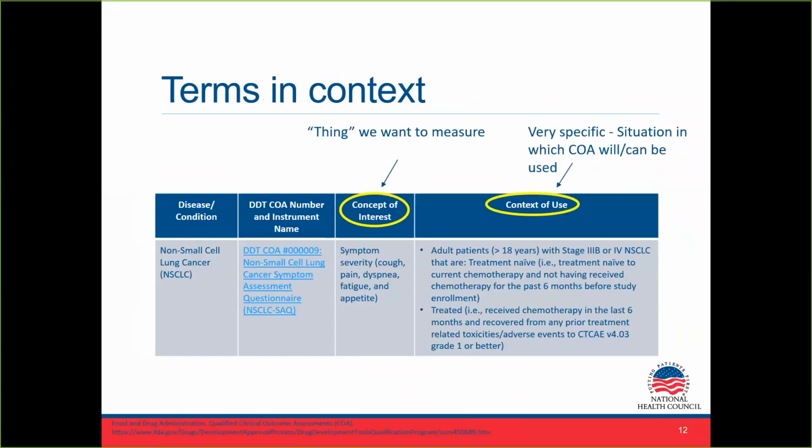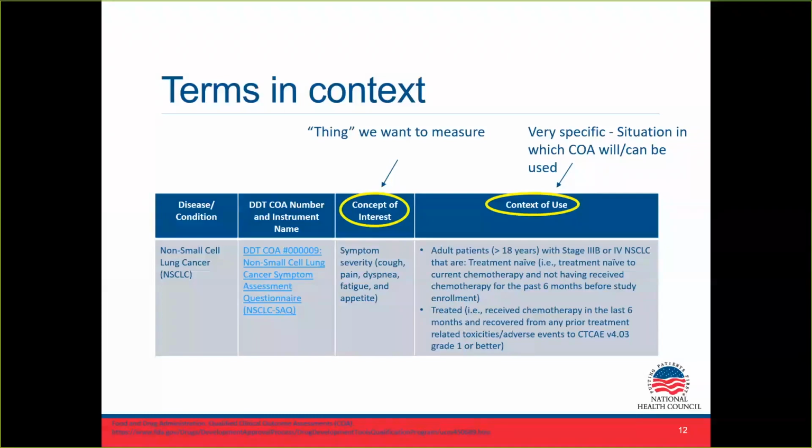So putting the terms into context, we'll talk through an example of a patient-reported outcome measure. This is an instrument that was developed for non-small cell lung cancer, or NSCLC. The instrument, called the NSCLC SAQ, or Symptom Assessment Questionnaire, focused on measuring a concept of interest, or the thing that we want to measure around symptom severity. The symptoms identified by patient input included cough, pain, fatigue, and appetite.